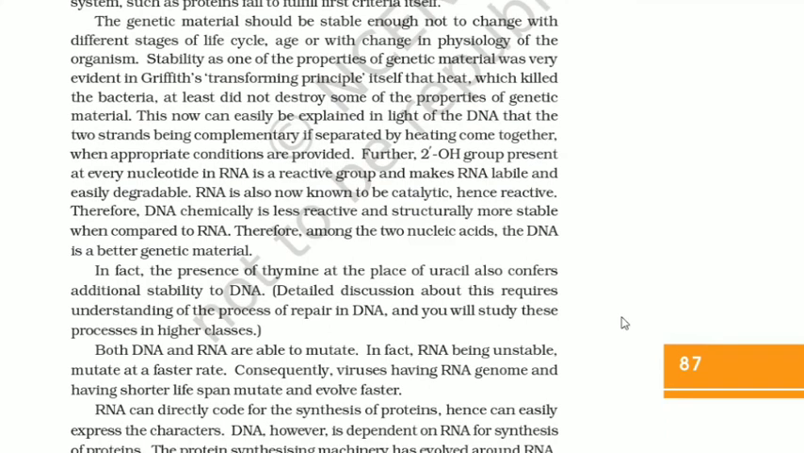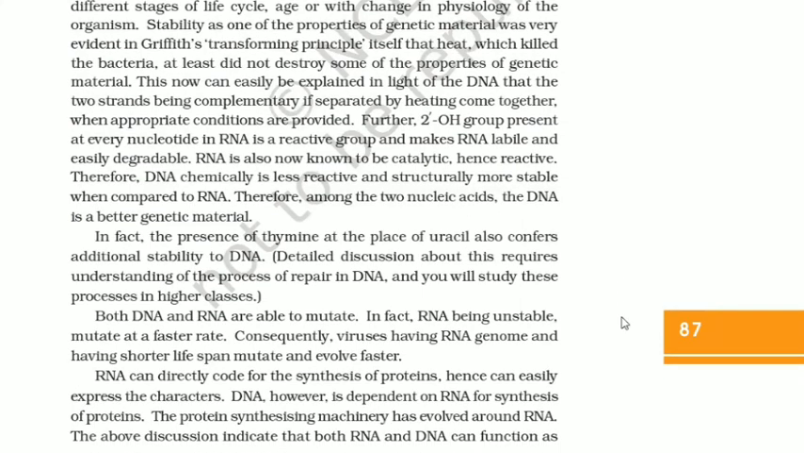Stability, one of the properties of genetic material, was very evident in Griffith's transforming principle itself, that heat which killed the bacteria at least did not destroy some of the properties of genetic material. This can now easily be explained in the light of DNA: the two strands being complementary, if separated by heating, come together when appropriate conditions are provided.